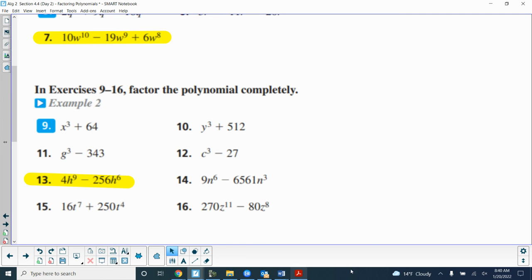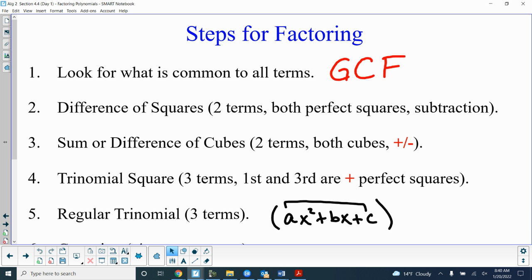Let's go over the steps for factoring, okay? Because I think some of you are not sure where to start, okay? So, what do we always do first for a factoring problem? What's it say? Greatest common factor. Yeah, look for a greatest common factor, right? Always do that first, okay? That makes life easier if there is a greatest common factor, okay?